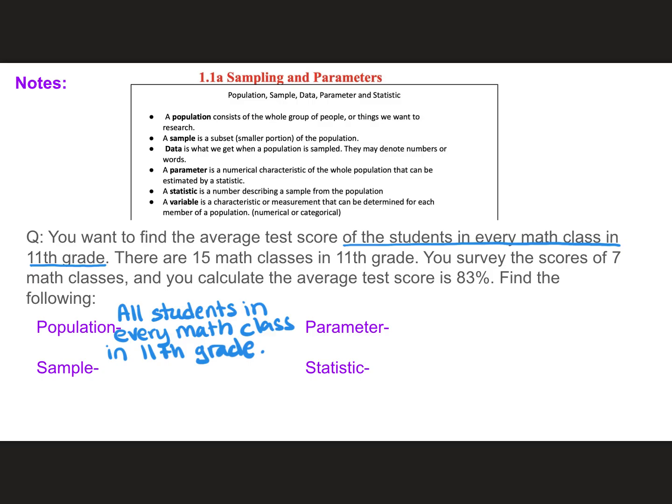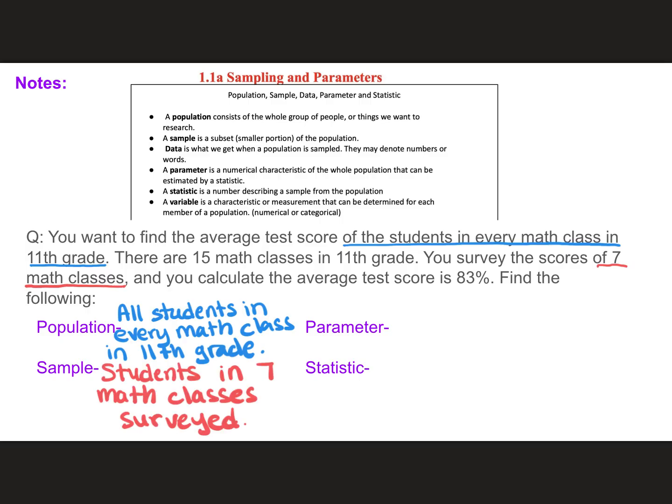Now we're going to identify the sample. So this is the smaller subset of the population. These are the people that we're actually going to question or get information on. So it said that a survey of 7 math classes is taken, so that's our sample. So the sample is students in those 7 math classes that were surveyed.